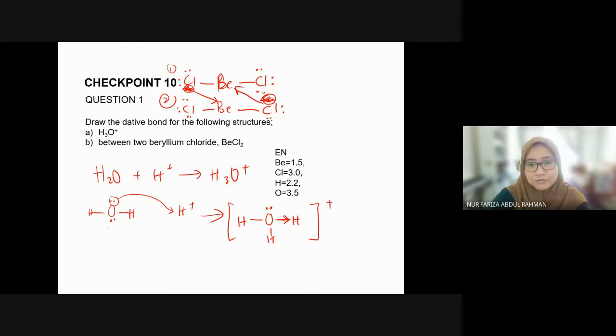And don't forget to label, guys. Kena label. Label as in, you kena label dative bond macam ni tau. Dalam exam, kalau pun you buat arrow macam ni, you kena assume yang examiners tak tahu apa. You have to label. So you have to label dative bond. Itu ada markah sini. Ya, begitulah rupanya.